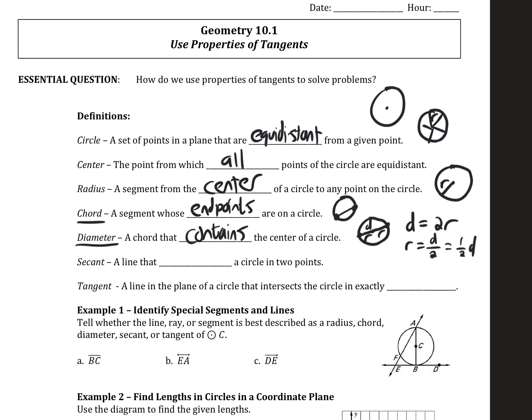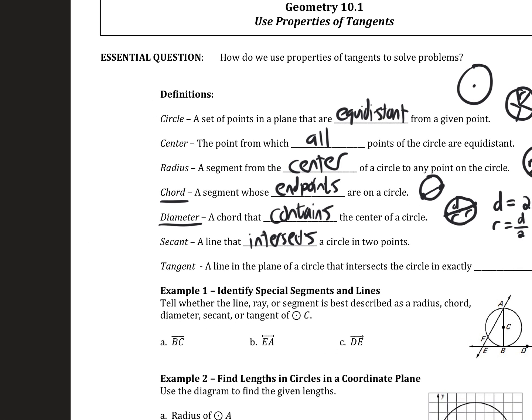A secant is similar to a chord. It's a line that intersects a circle at 2 points. Let's draw the secant over here. Whereas a chord is on the circle, a secant is actually going to go past the circle. It's a line that intersects the circle in 2 points, but it goes beyond the circle.